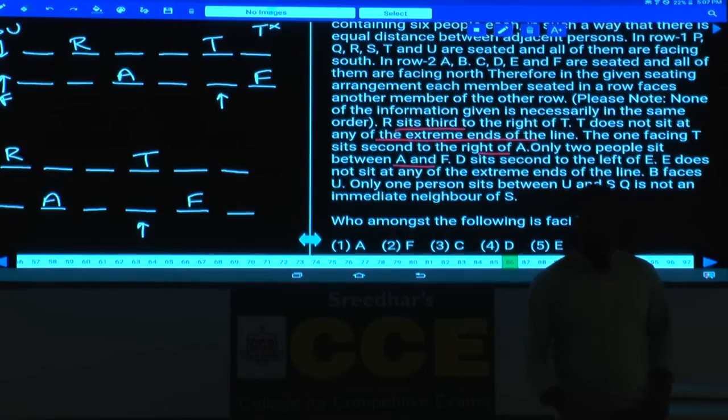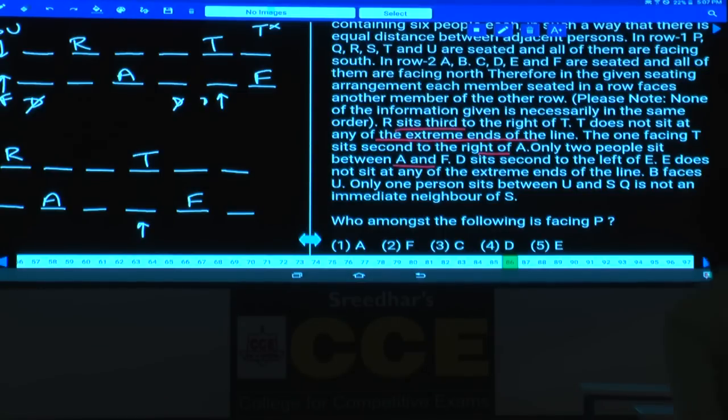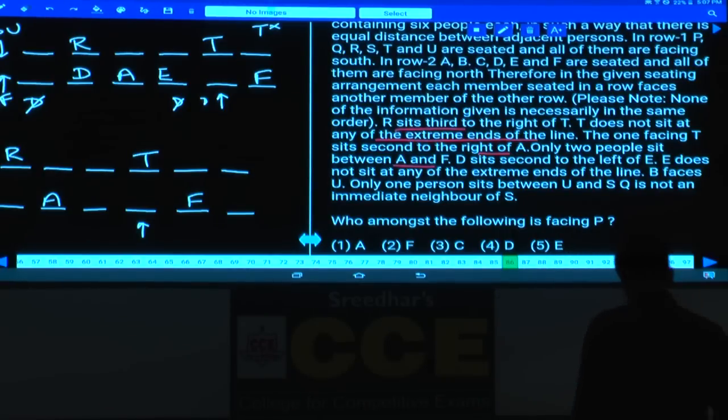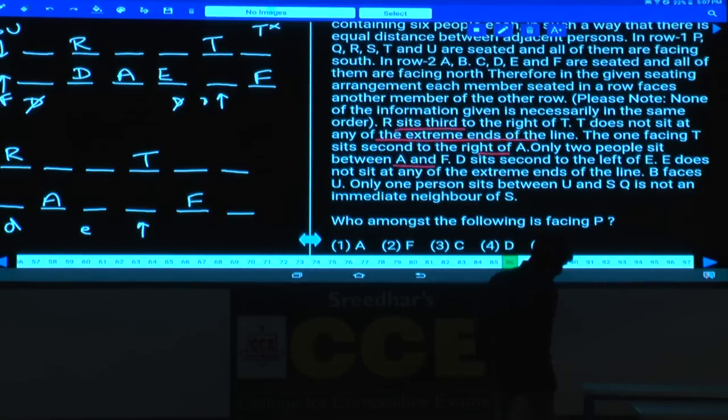D sits second to the left of E. Tell me what are the different possibilities for this one. D cannot be at this place, D cannot be here. What is the only possibility? D at this place, D sits second to the left of E. In this case, D can be here, E can be here. That is one possibility. Second possibility, D here, A here. We are having 2 different possibilities.